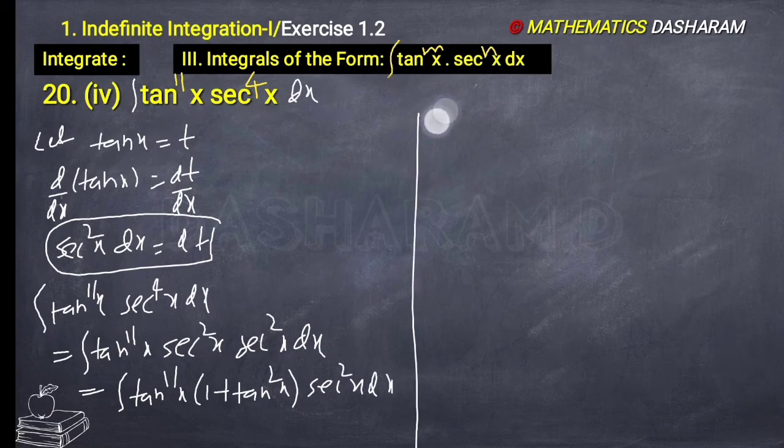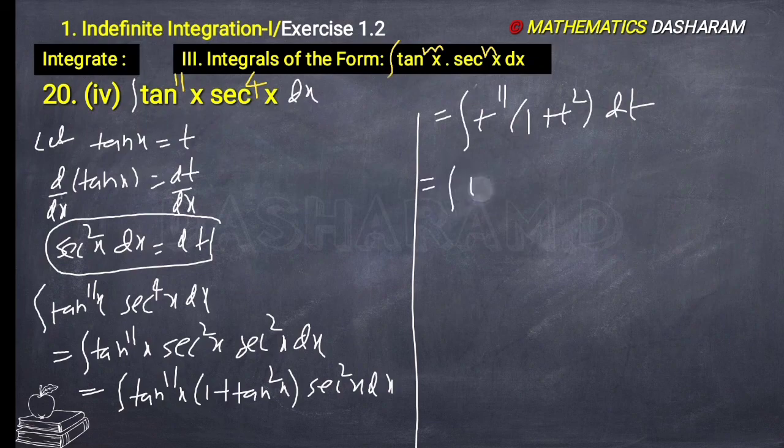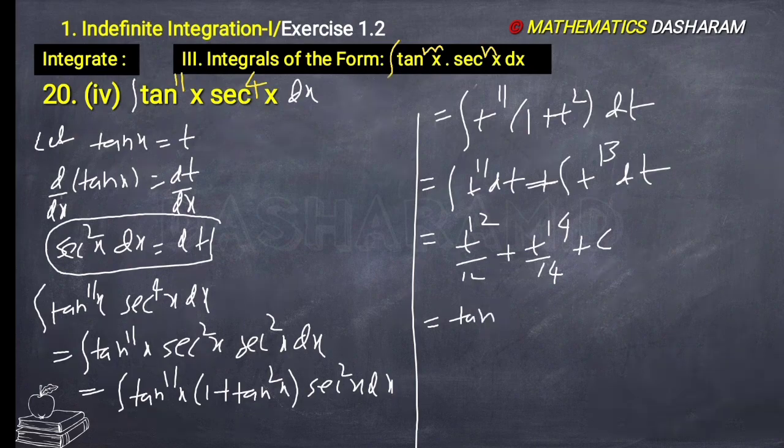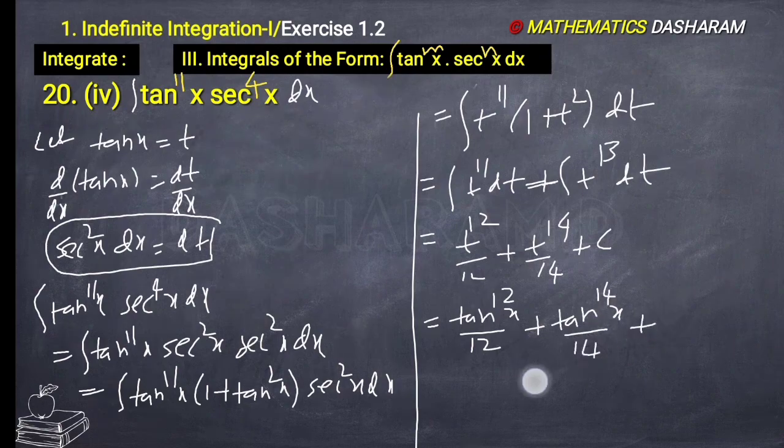Now substitute the values. Integration of t to the power of 11 into 1 plus t square into dt. Now integration of t to the power of 11 dt plus integration of t to the power of 13 dt equals t to the power of 12 by 12 plus t to the power of 14 by 14 plus c. Now substitute the t value: tan to the power of 12x by 12 plus tan to the power of 14x by 14 plus c is our required answer.